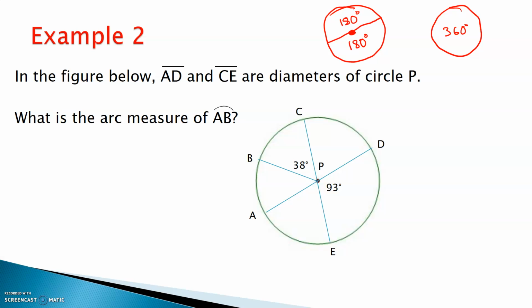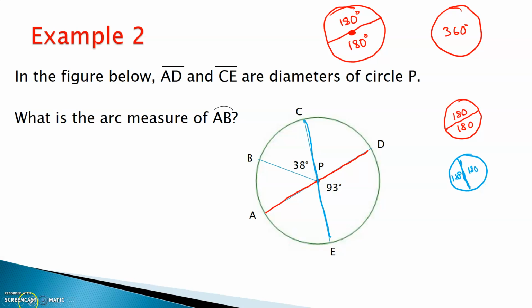Think back to when you were doing supplementary, complementary angles. It's kind of that same idea here, okay? So let's see. AD, from A to D, cuts your circle in half. If I draw this again, that line that goes like this, there's 180 degrees on that side, 180 degrees on this side. Similarly, if I go the other way from C to E, it's also cutting it the other way, right? 180 degrees on that side, 180 degrees on that side.